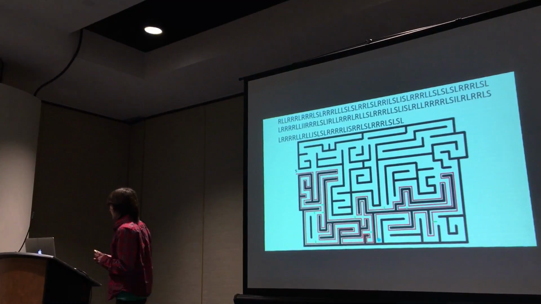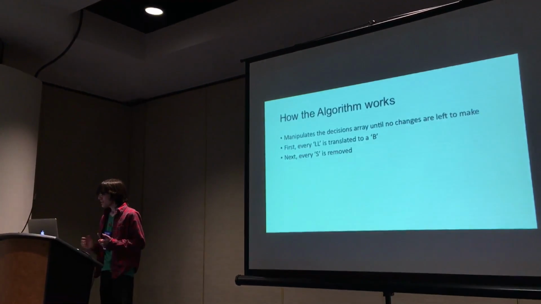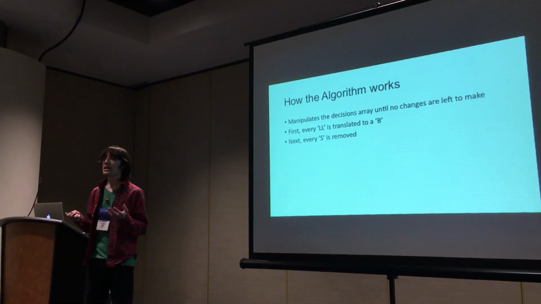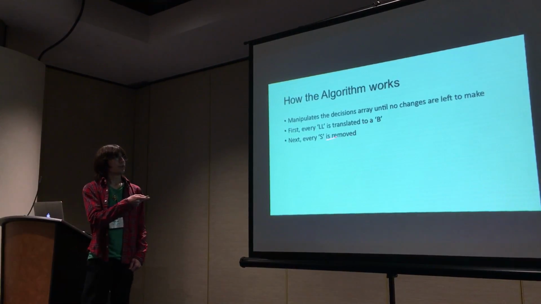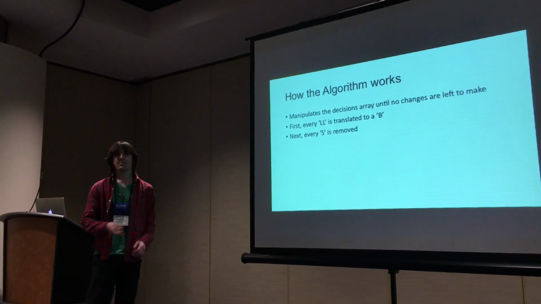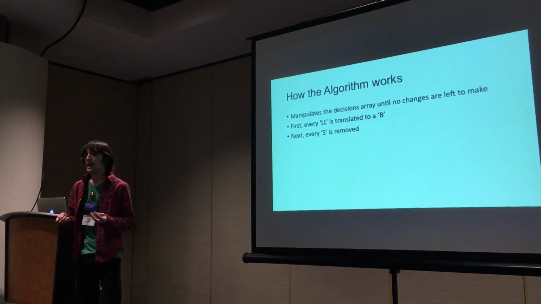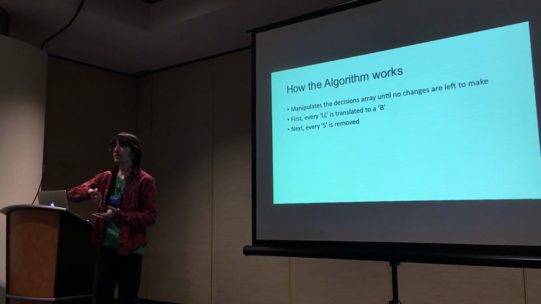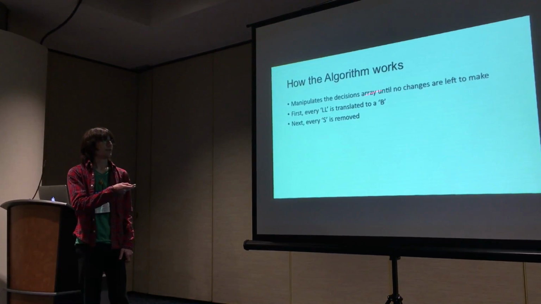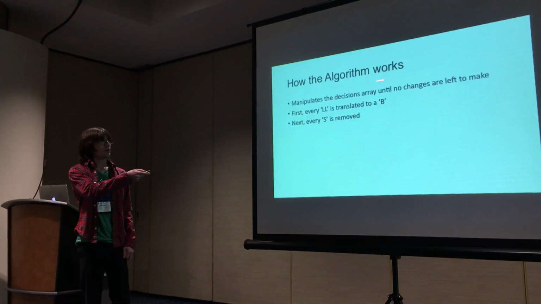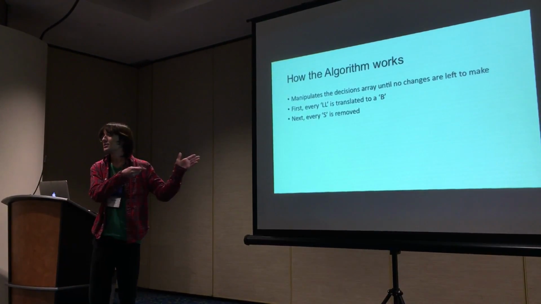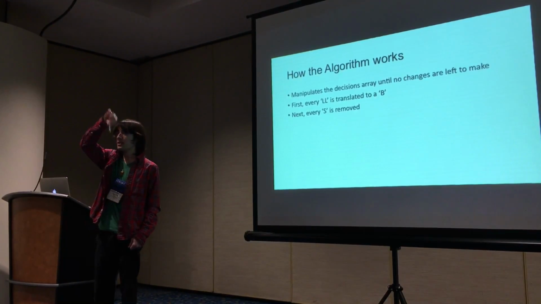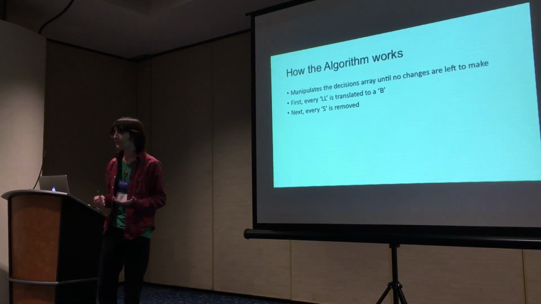And so how does the algorithm actually work? Well, it will manipulate that array until it can no longer make any more changes. So first, every double L is translated to a B, which stands for back. As I explained earlier, if we have 2 L's, we know we've essentially reversed. And then after that, it removes all the S's, because this is all we needed the S's for, to distinguish that from whether we're just going up, turning left, going straight, and then going up again, or if we're reversing.